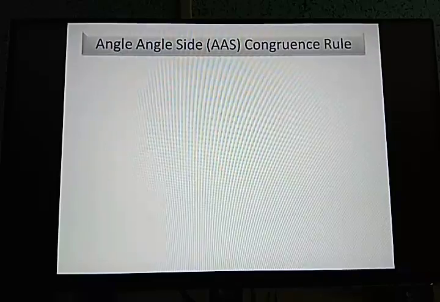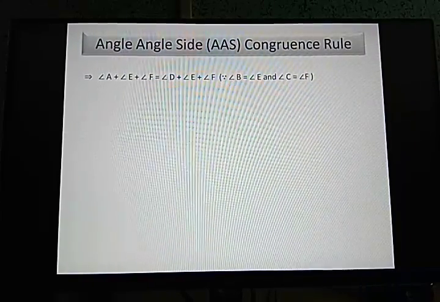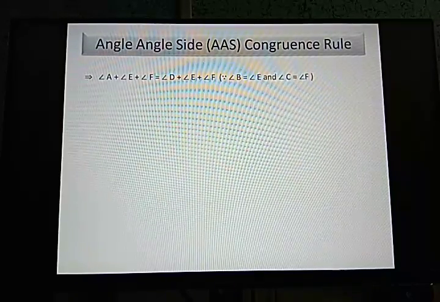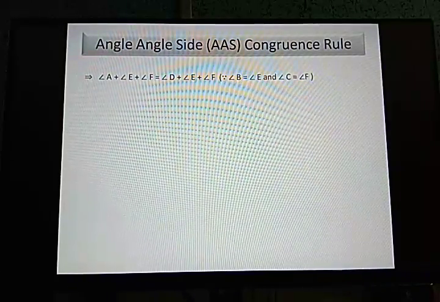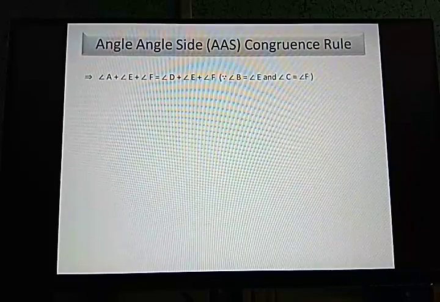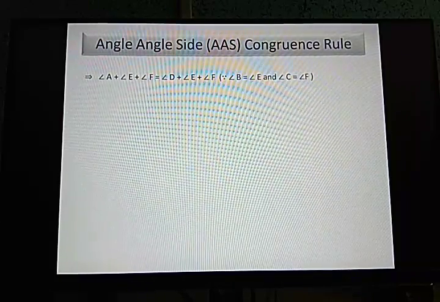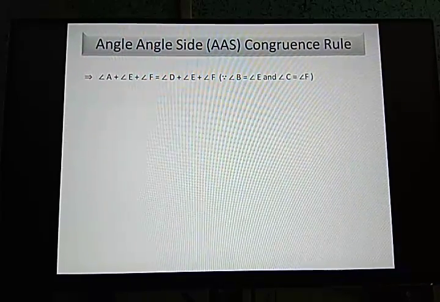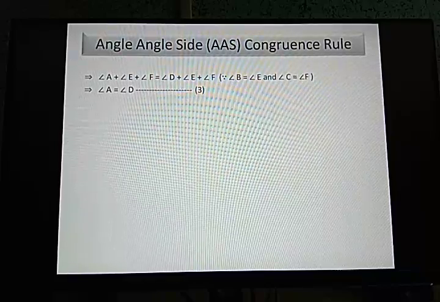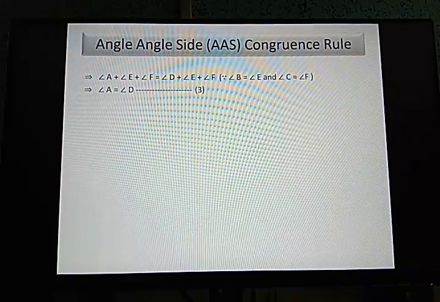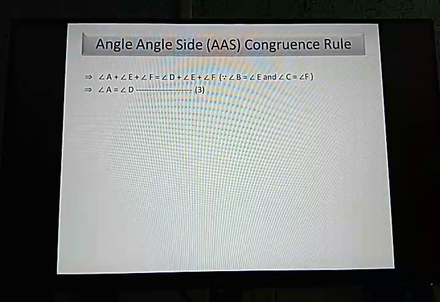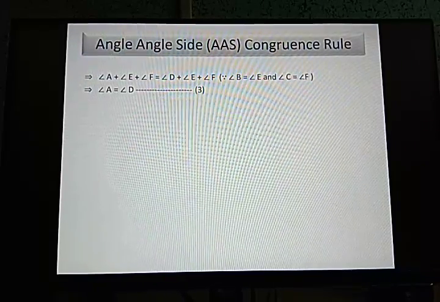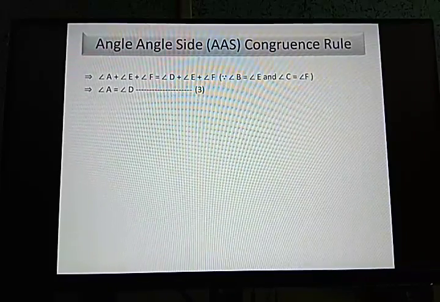Now since on both the left hand side and right hand side, angle E and angle F are common, we can remove them. Clear? We can just subtract them out, and what we are left with is angle A is equal to angle D. That will be our equation 3. Clear? So now we can apply the congruence rule in triangle ABC and triangle DEF.